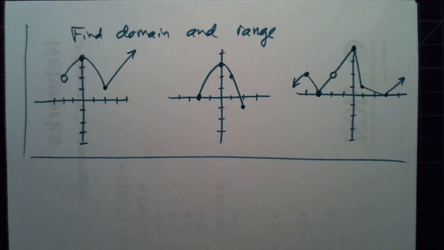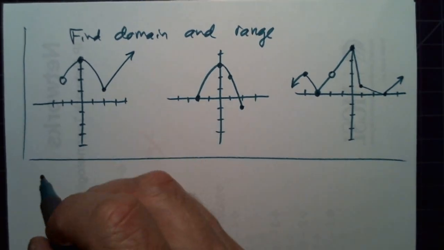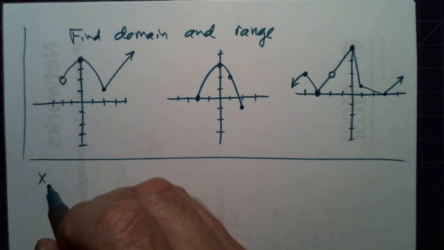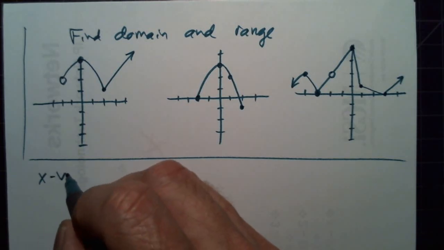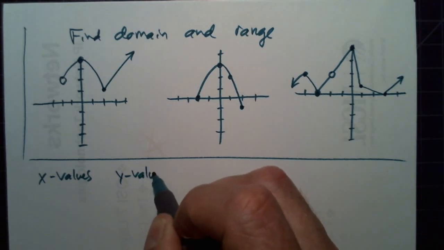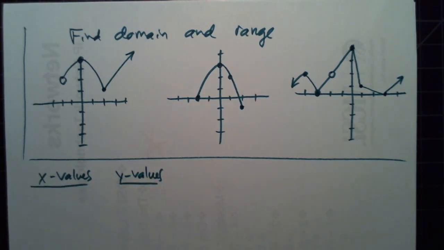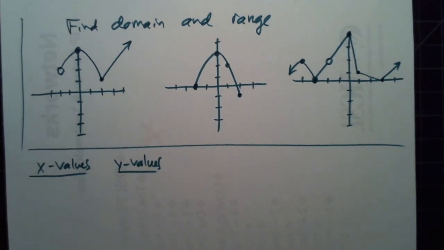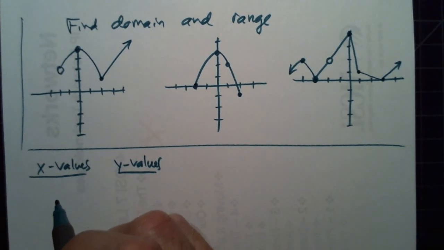Okay, find domain and range. Well, looking at this graph, let's just start looking at x values and y values, and we can piece together the domain. So let's just make a list of x values that have a y value on the graph.